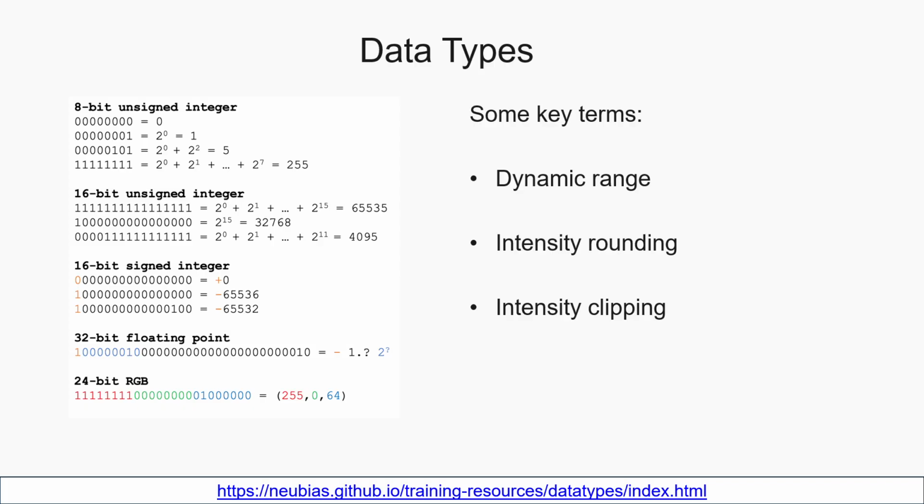Dynamic range refers to the range of values that can be represented. So here on the left we can see a diagram of some different bit depths that a digital image can store a pixel value in.